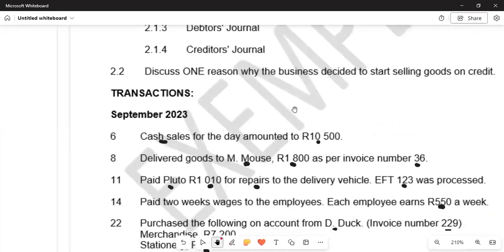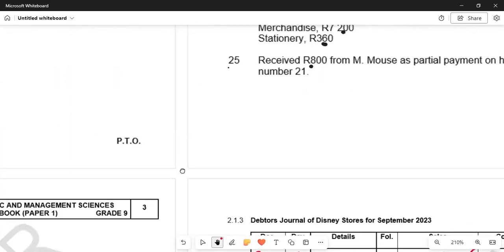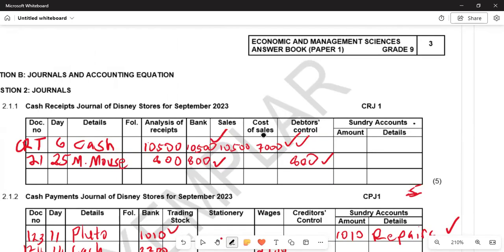We have a transaction of 1,000. Let's see how we record that. Our details is cash. Then under our analysis of receipts, we are going to have 10,500, which is our cash sales.